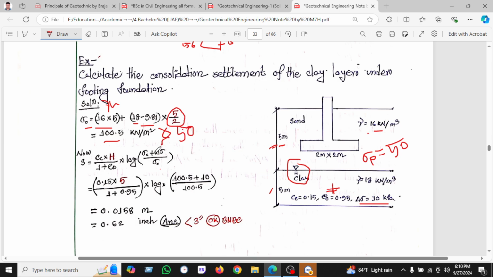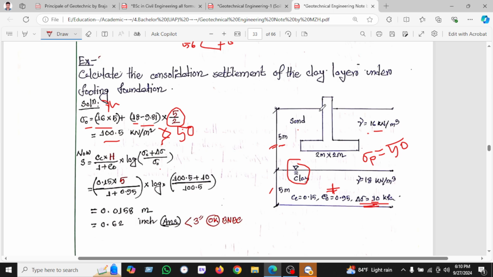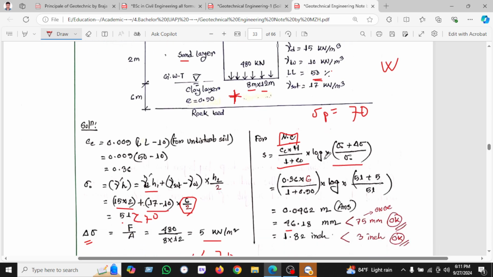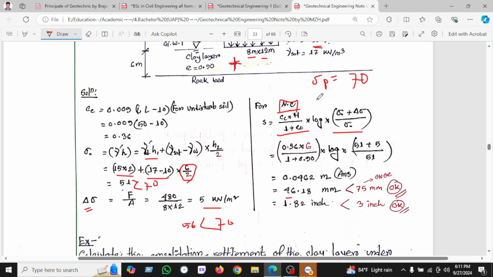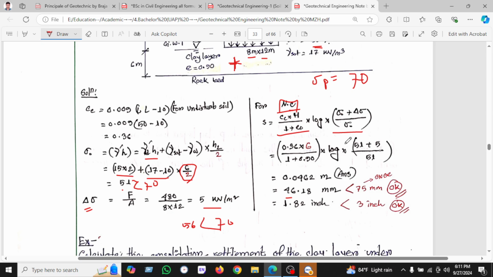On the other hand, if we add 100 and 10, which satisfies this formula, it will be 110, and also greater than 50. That's why we will use the NC. And if we get this formula, we have used NC. This is also NC. NCP will be less. So this will be less.